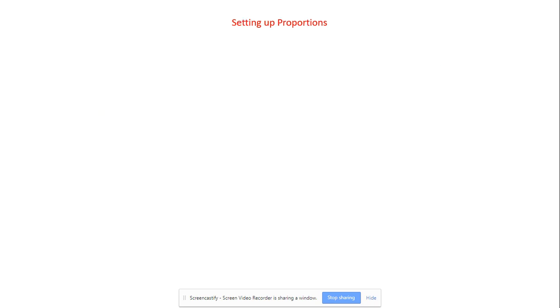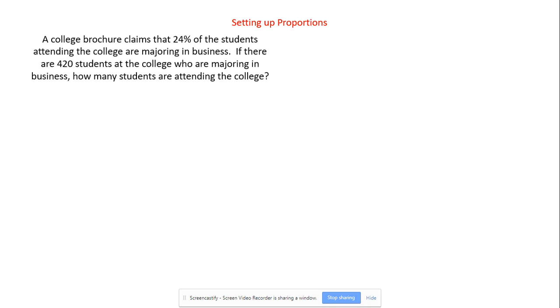To set up a proportion, because a lot of the proportions you're going to get aren't just going to be set up for you. Proportions are fantastic in real-world situations, which means that we're going to be using them for word problems. So, an example, a college brochure claims that 24% of students attending the college are majoring in business. If there are 420 students at the college who are majoring in business, how many students attend the college?